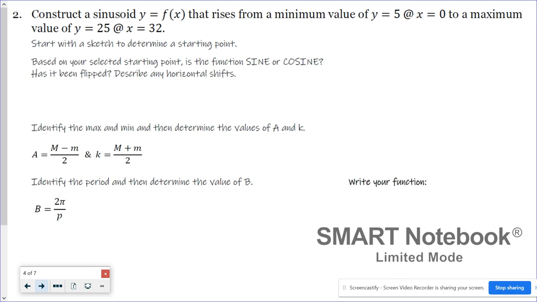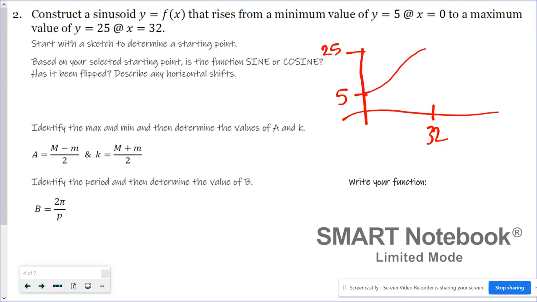maximum value of 25 at x equals 32, okay? And so that minimum is starting at 0 and it has a y value of 5. So there's my starting point. And then it says it gets to a maximum value of 25 at x equals 32. So it's going min to max. Now, what kind of function do you know that goes from its minimum to its maximum like that?